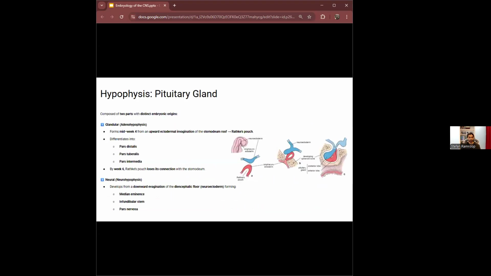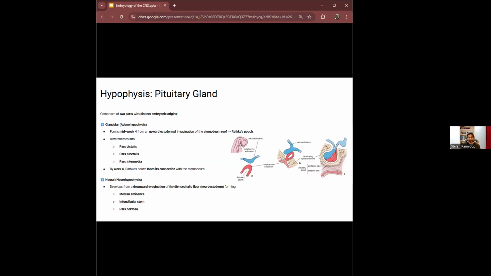The pituitary gland, or the hypophysis, develops from two distinct embryologic origins that later unite. The first component is the glandular portion, or your adenohypophysis. Around midweek 4, it forms as an upward ectodermal invagination from the roof of the stomodeum, known as Rathke's pouch. Rathke's pouch differentiates into your pars distalis, tuberalis, and intermedia. By about week 6, it's going to lose its connection with the stomodeum and become the definitive anterior pituitary.